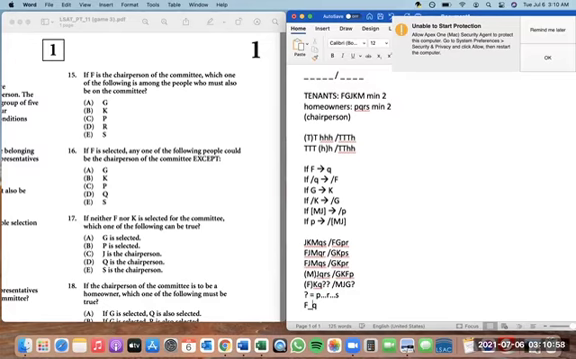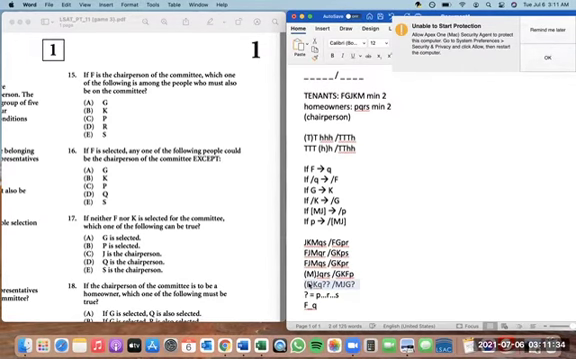Any of the following people could be the chairperson of the committee, except which? So the chairperson of the committee can't be another tenant that would require a 3rd tenant to be involved, because the group of 2 is the one that has the chairperson. So G would be the exception there. And that's something that I kind of learned actually doing the previous question, right?